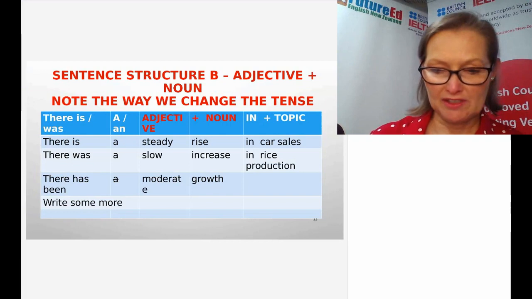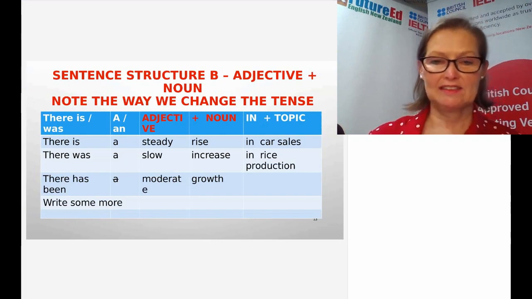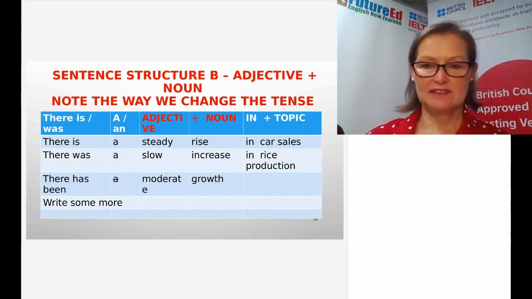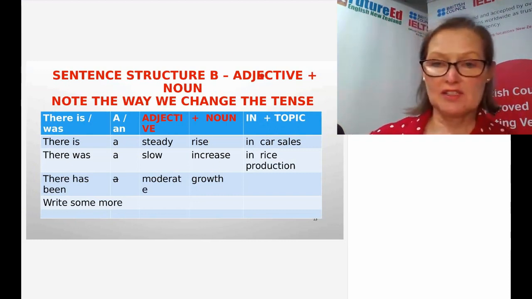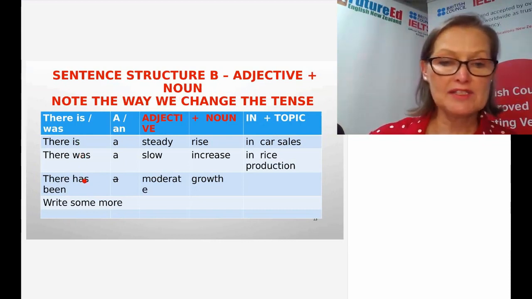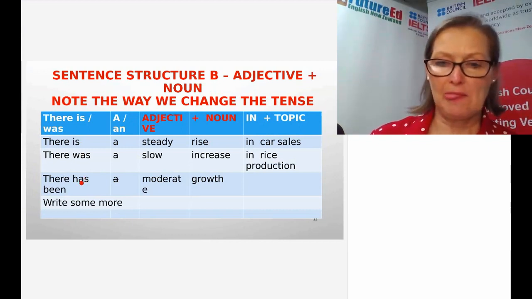And let's move on to the next slide. Where we change should be my adjective plus noun structure. And there we have there is, there was, there has been, I think.